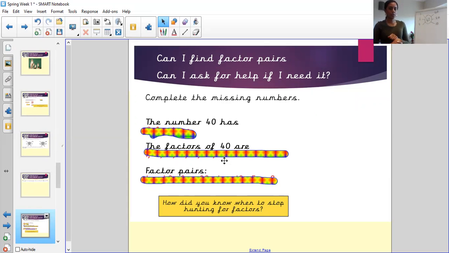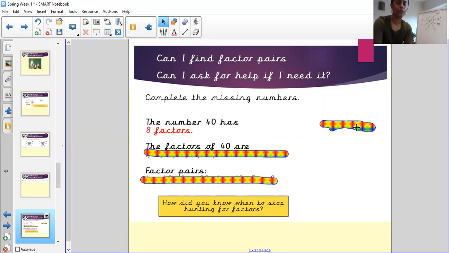I think there's one more. I wonder if you figured it out. 5 times 8, because 40 is in the 5 times table. So 5 times 8 equals 40. And there we can stop now. So the number 40 has, let's have a look how many factor pairs it has. So 1, 2, 3, 4, 5, 6, 7, 8. So the number 40 has 8 factor pairs. Let's see if we're correct. Well done. So the number 40 has 8 factor pairs.